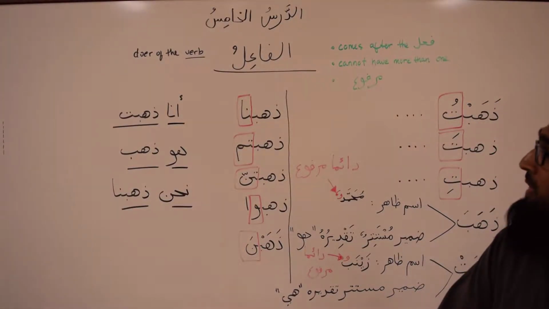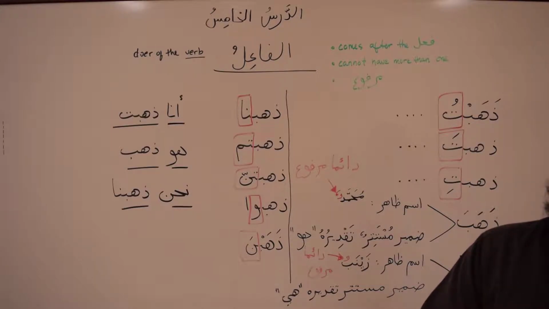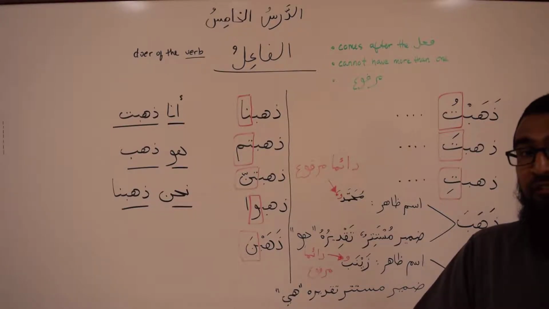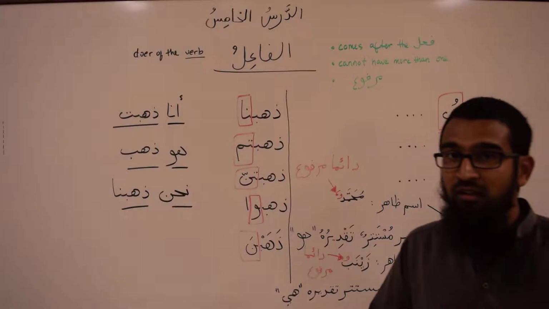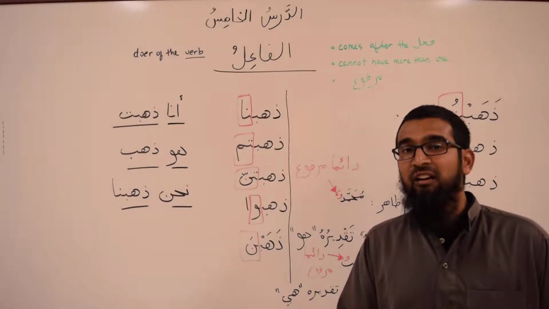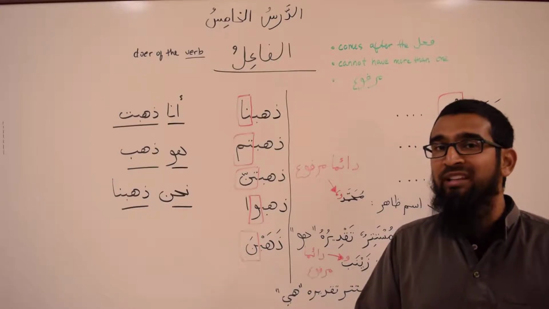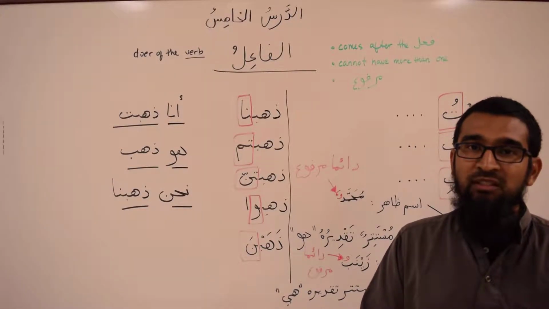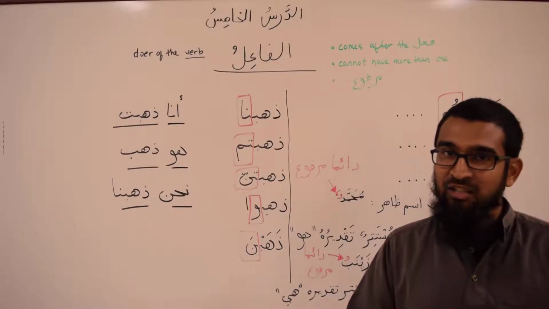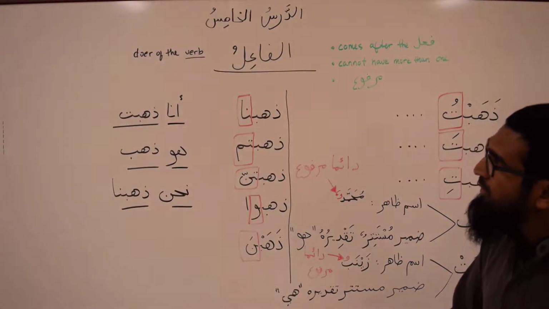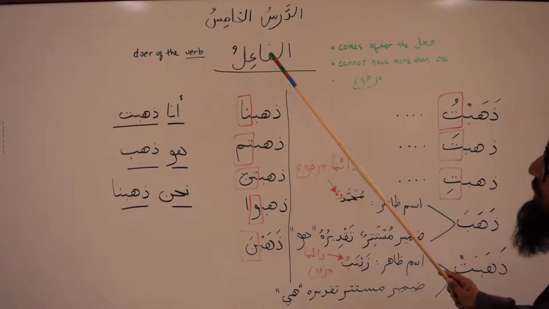Yes, indeed. We'll learn about the fa'il. The fa'il is the doer of the verb. So every time there's a fi'il, a verb, there must be a fa'il, a doer of that verb. Meaning, who is doing the action? Who is doing that action? Whatever that action may be. So, the word is called al-fa'il.